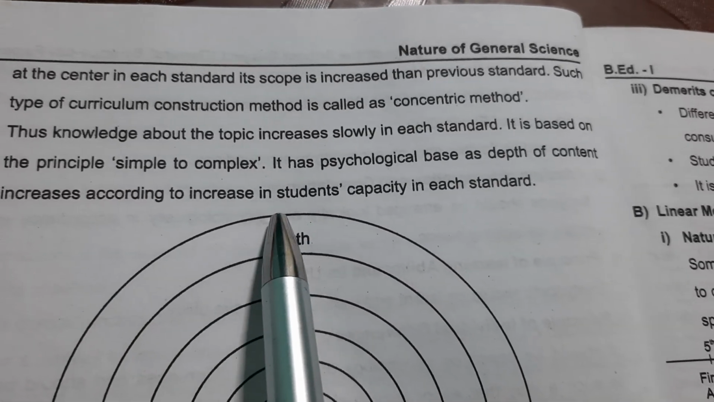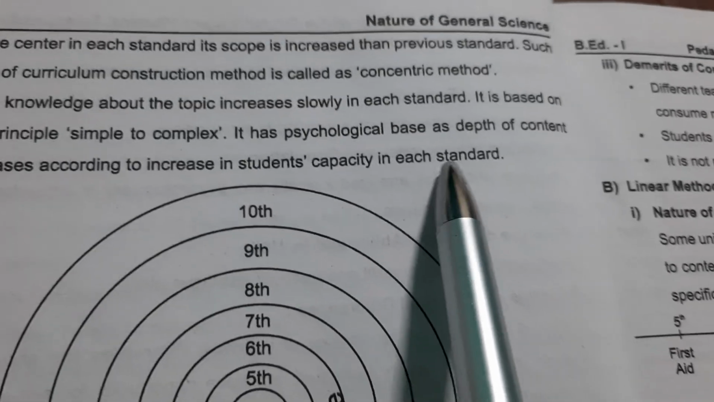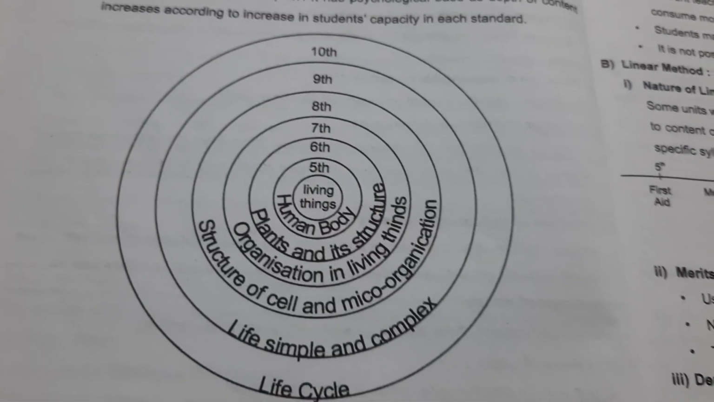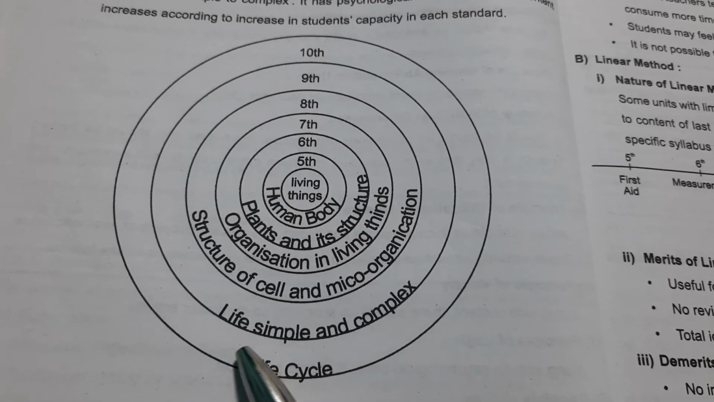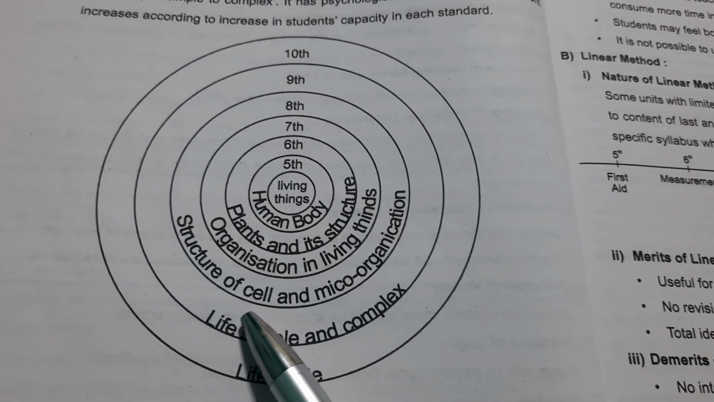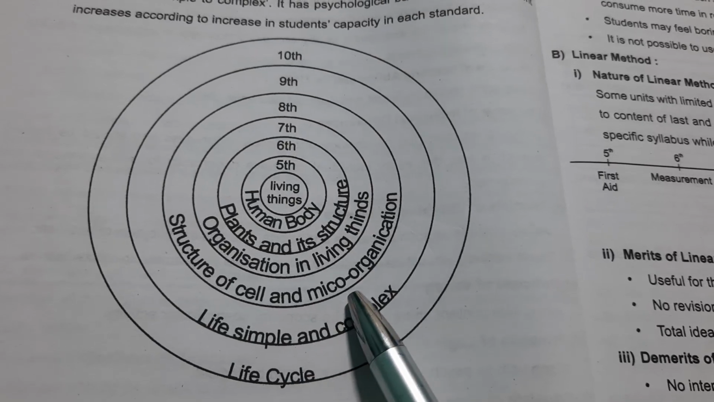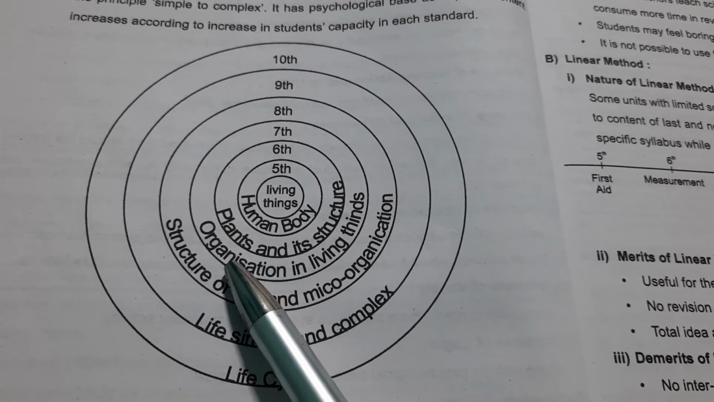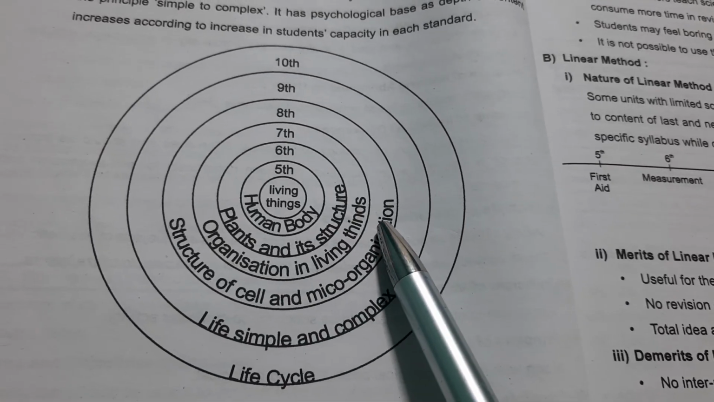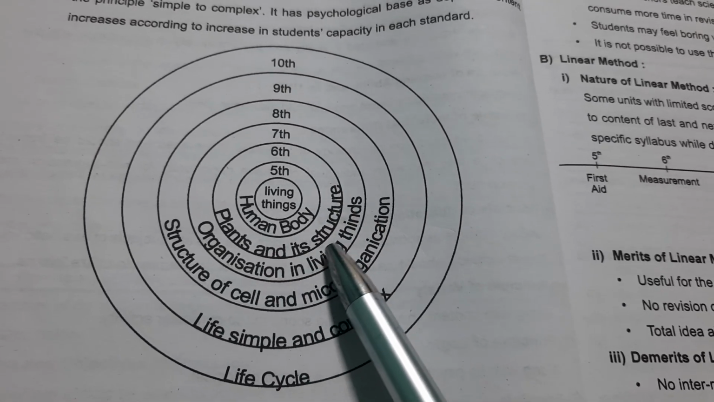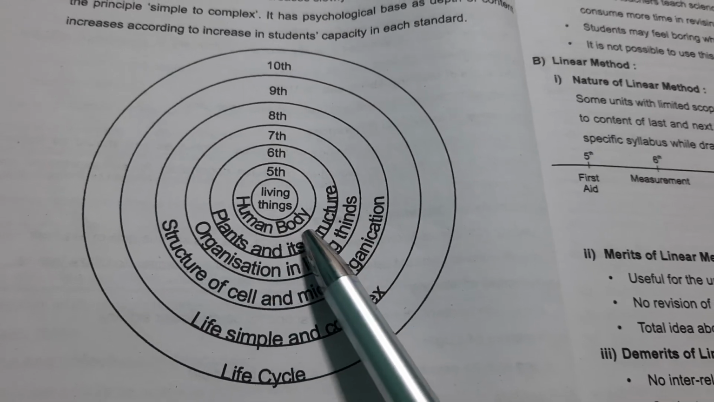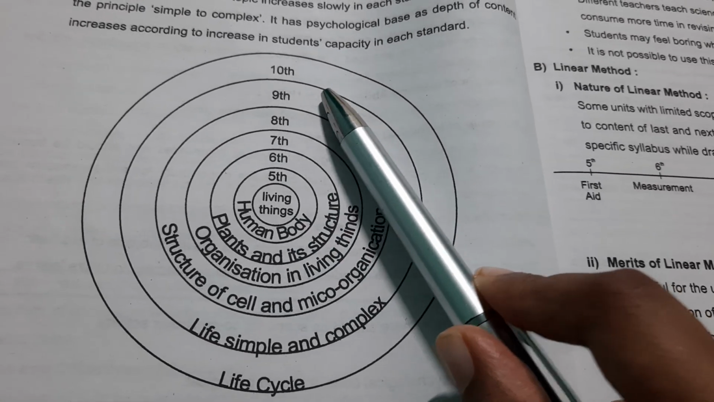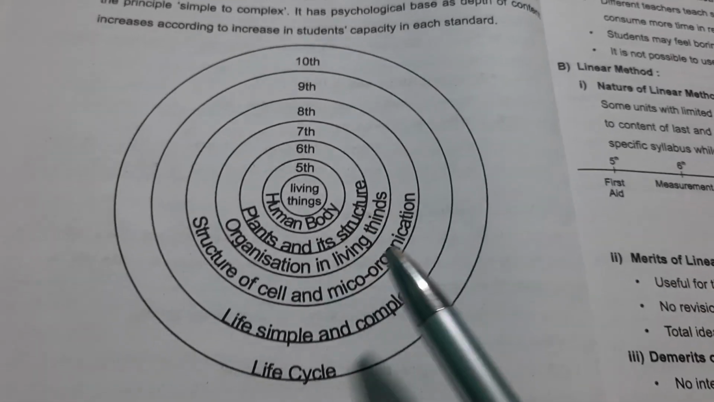Increase according to increase in student capacity in each standard. Okay, so we have this concentric cycle. This is the life cycle. This is a life, simple and complex structure of cell, organization in living things, plants and its structure, human body, living things, then 5th, 6th, 7th, 8th, 9th, 10th. Okay, so this you can take down.